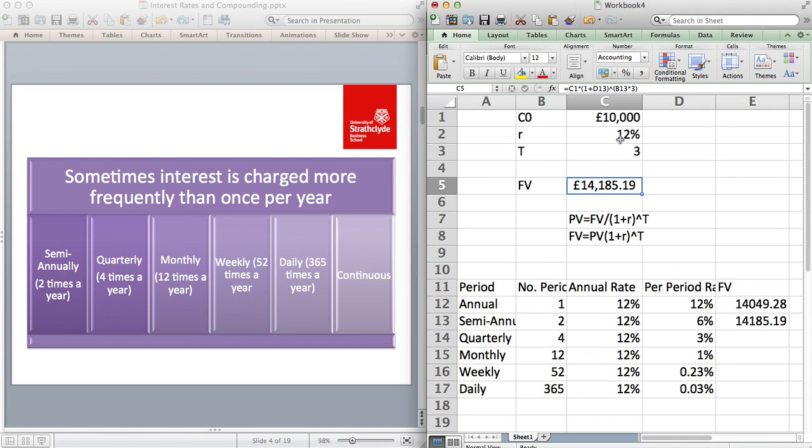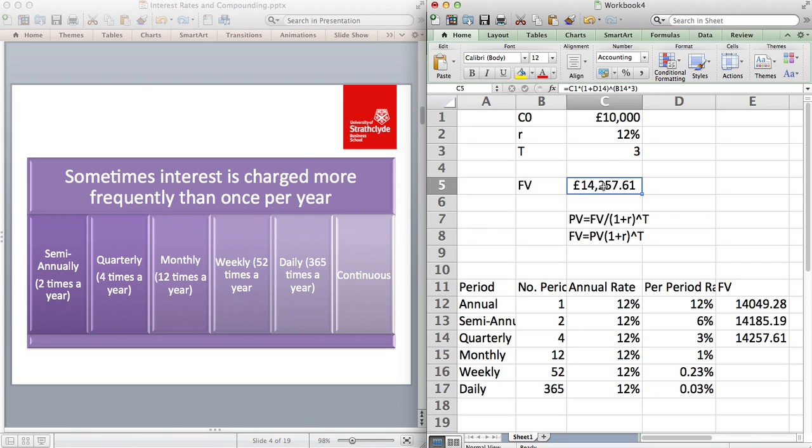R is 12%, but what we're going to do here is, we're compounding quarterly now, so the quarterly rate is that, and how many times are we compounding? We're compounding 4 times a year. There's 3 years, so that comes out to be 14,257.61.